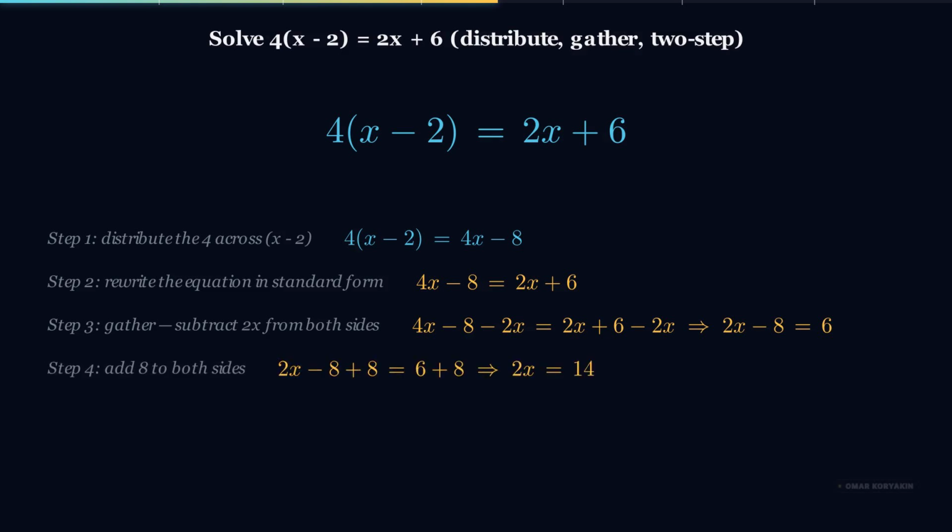Step 4. Apply reverse PEMDAS. Add 8 to both sides to undo the subtraction, giving 2x equals 14. Then divide both sides by 2 to undo the multiplication, giving x equals 7.